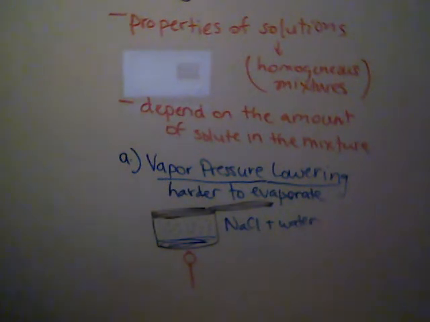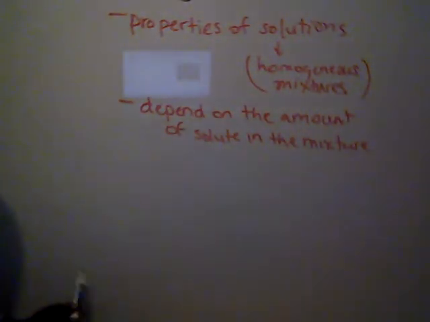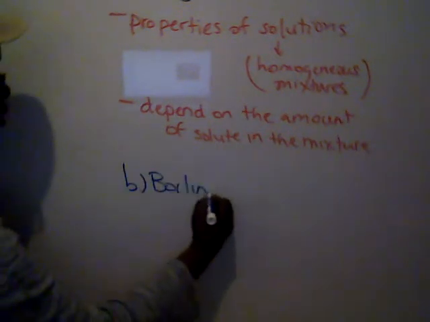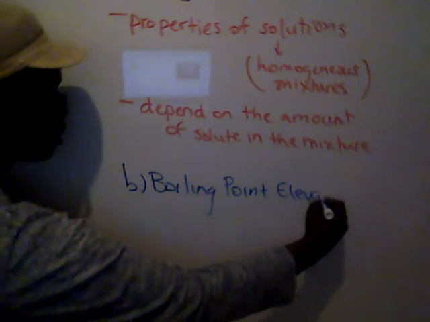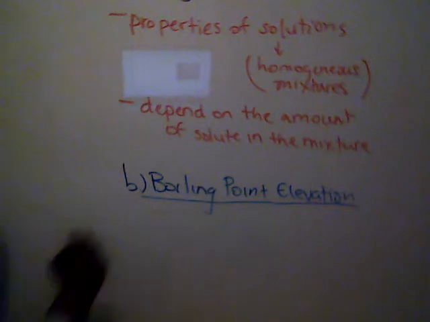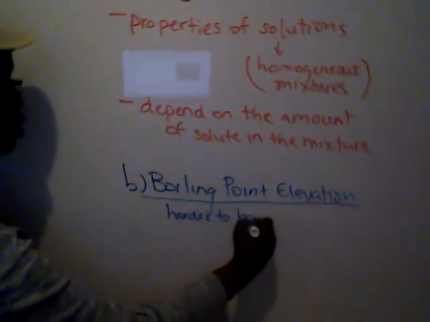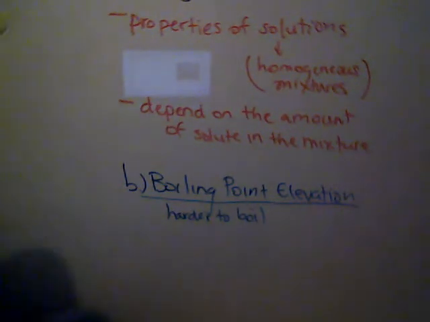The next one that I'll talk about is, there are three colligative properties. Vapor pressure lowering is the first one. The second one we'll talk about is boiling point elevation. What that means is it becomes harder to boil. So mixtures are harder to boil than if you just had water by itself or the solvent by itself.